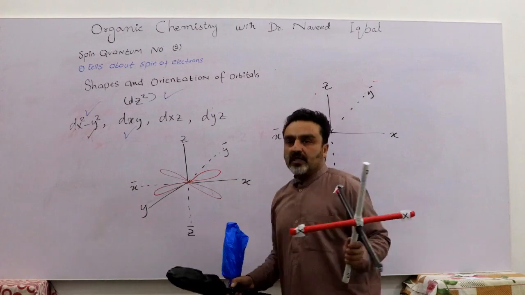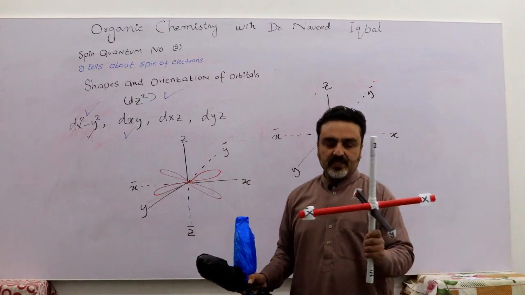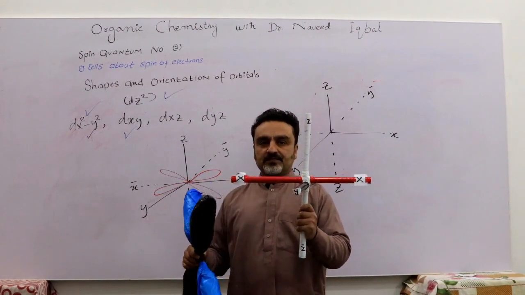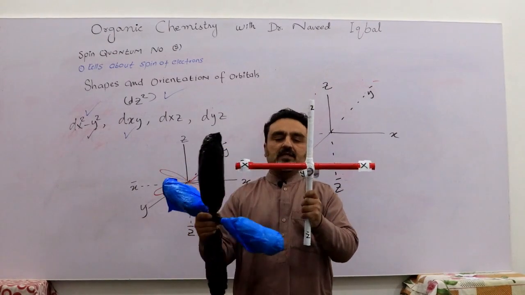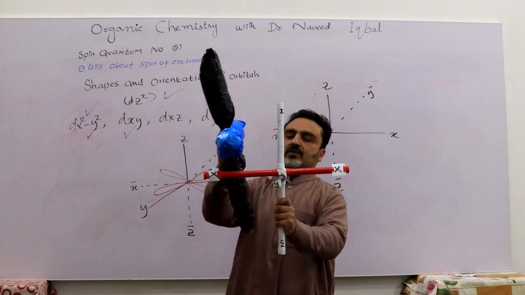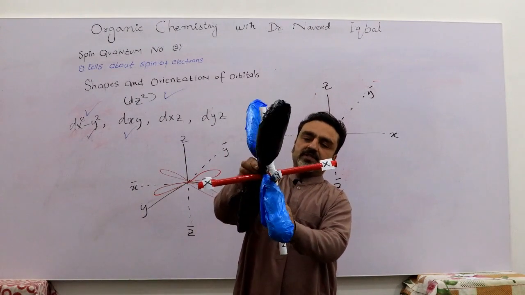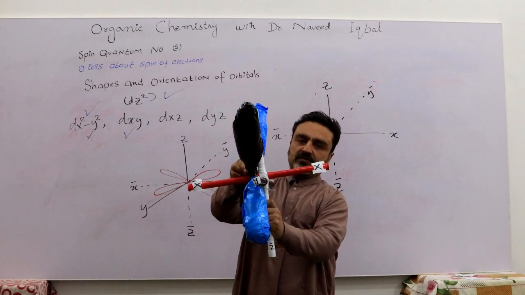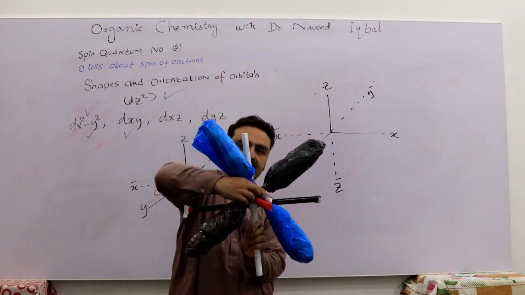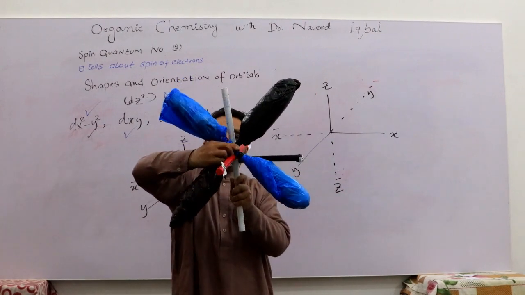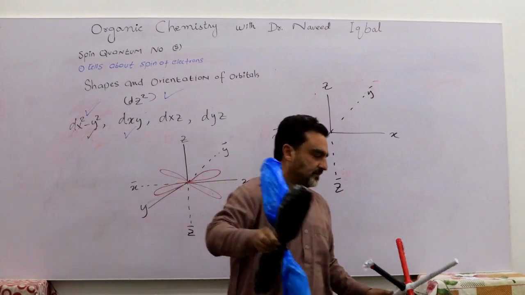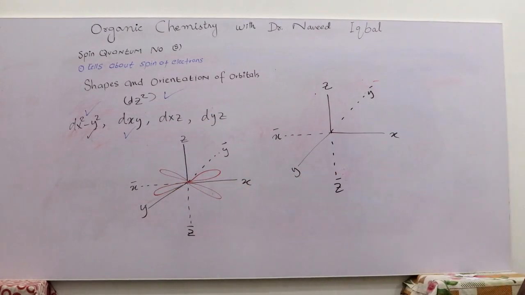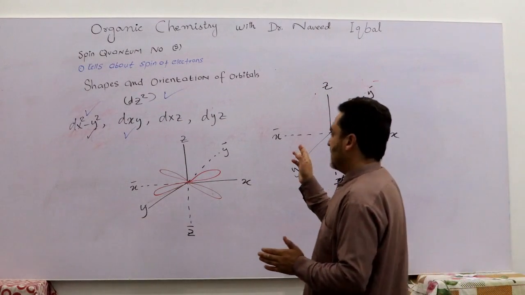Now moving to the dyz. This is the y-axis, so dyz will look like this. But from this angle you cannot view it easily, so it's like this. These were the orbitals, and how they look in space.